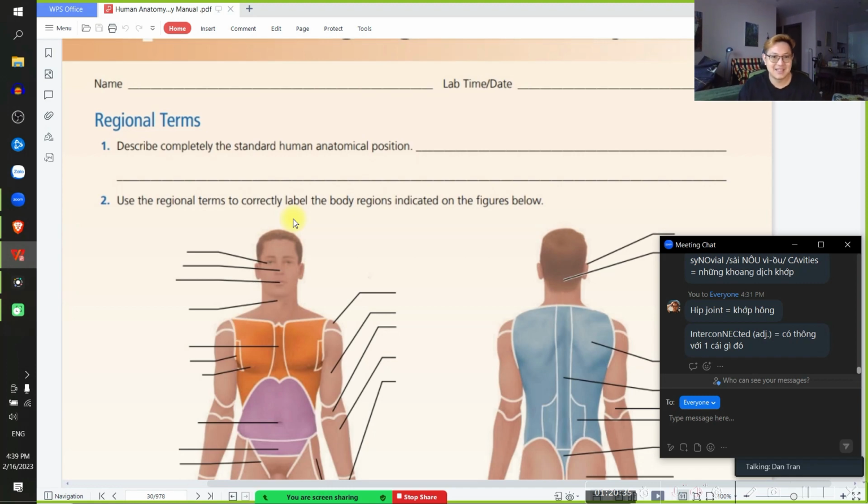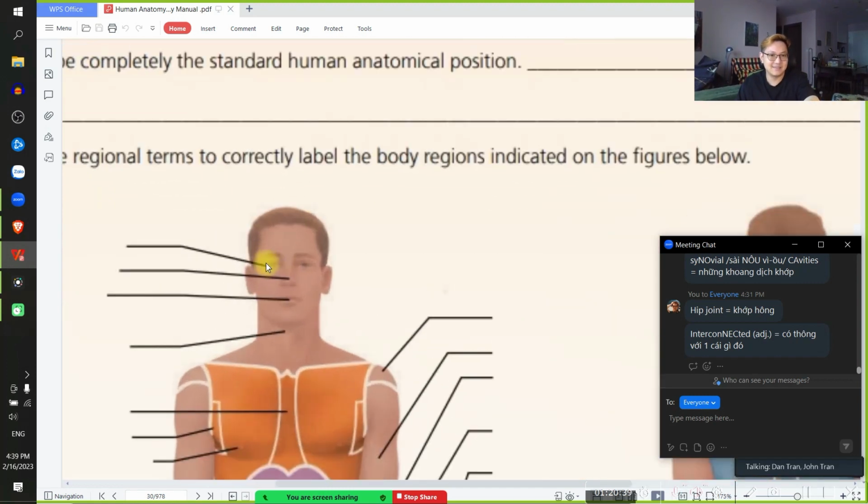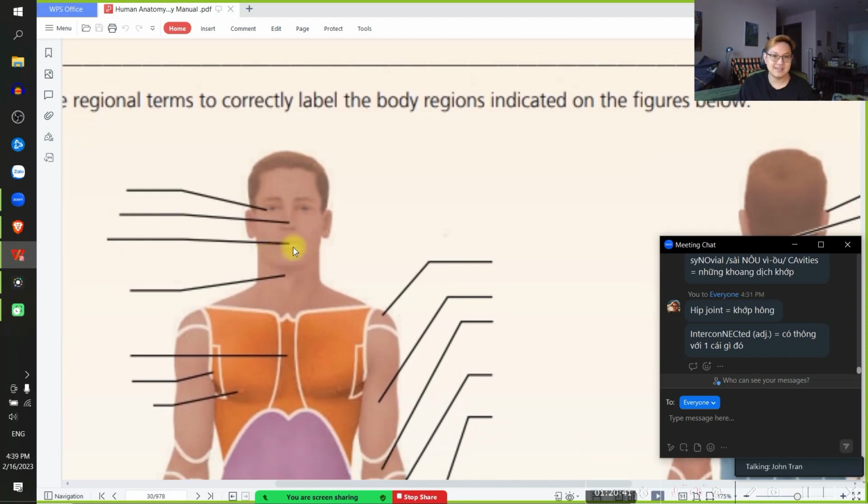Orbital. The eye cavity is the orbital region. Orbital, yes, this is orbital. Nasal. Nasal, yes. And oral. Oral, how about the ear? What is it called?